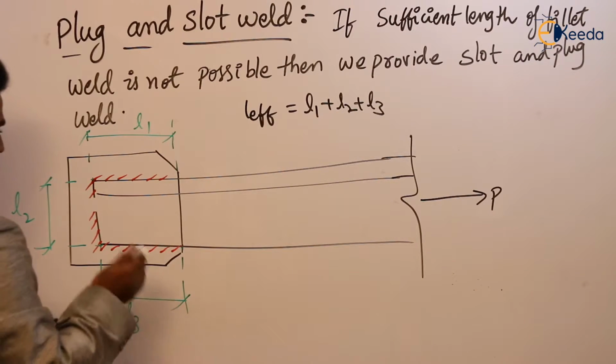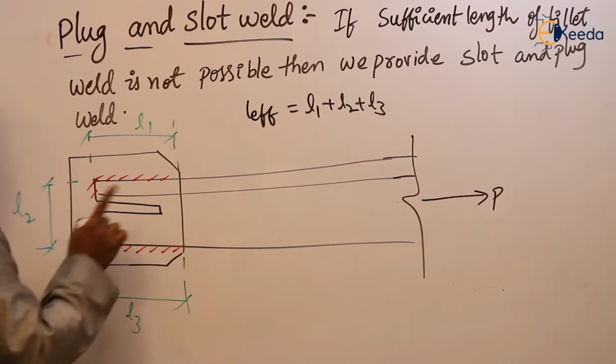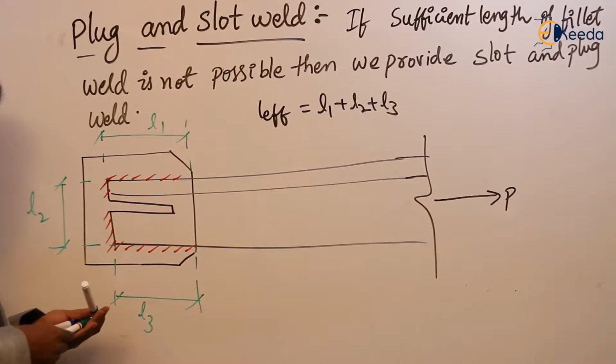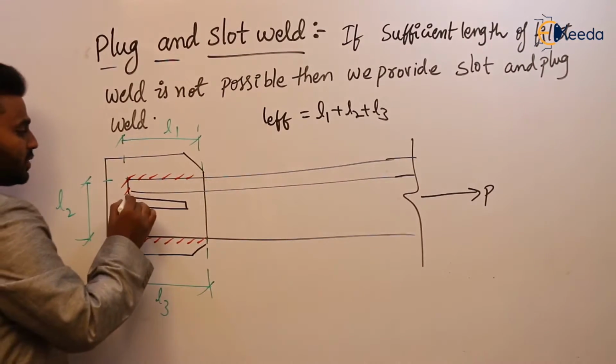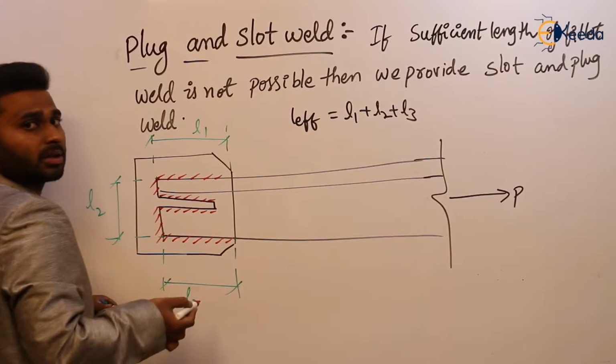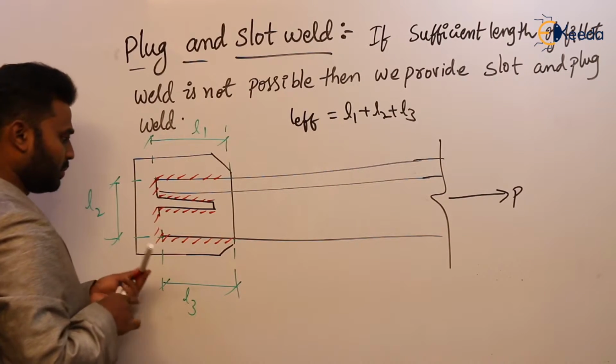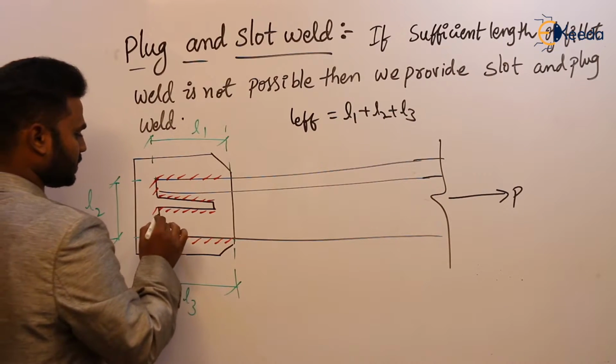Like this. So now the length can be increased or not? Yes, the length can be increased. So it means we can make a weld here like this. Yes or no? If this length is also not sufficient, then again make one more cut here like this.